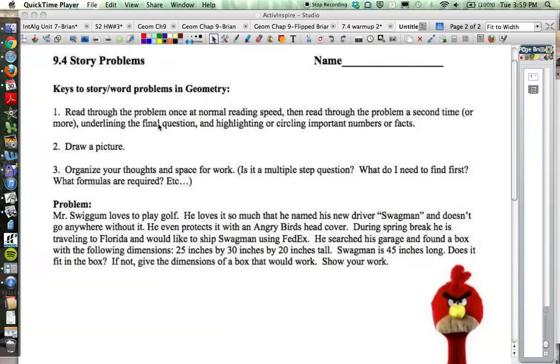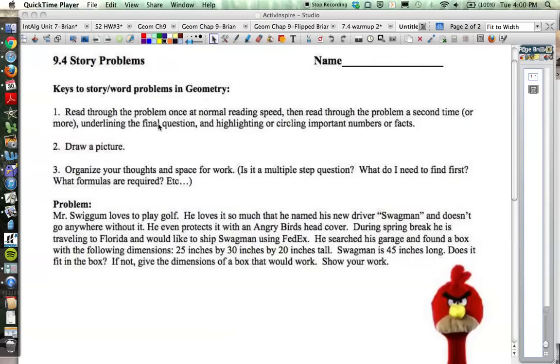We have a section called Story Problems in 9.4, so we're going to take what we've learned in 9.1 through 3 and do a few application problems, a few story problems. And so the math part won't be new in this section, but organizing our work and looking at a multiple step problem will involve a little bit of work as well.